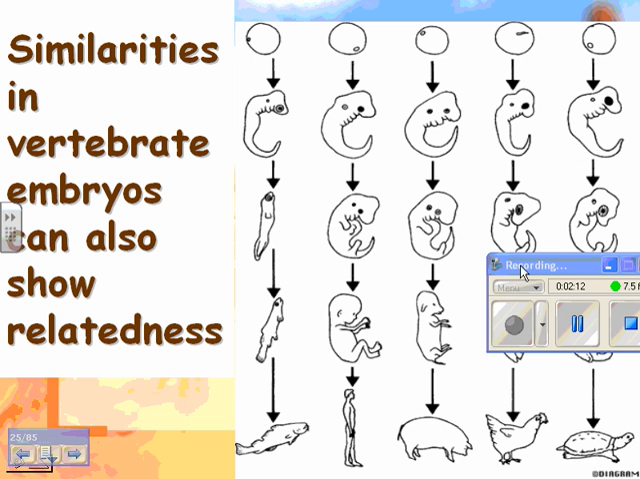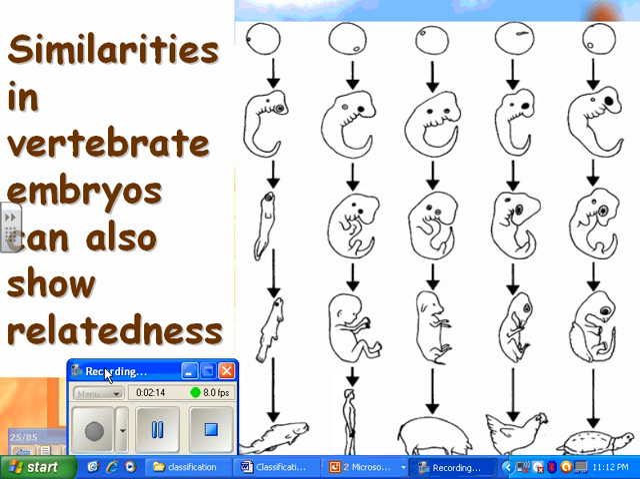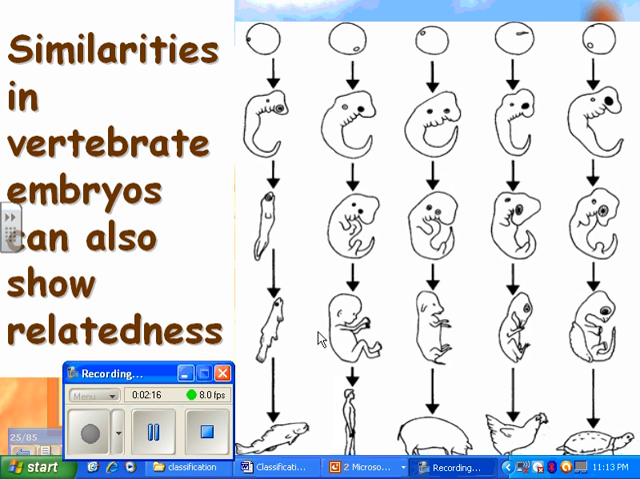Here's a different piece of evidence for evolution. Similarities in vertebrate embryos can also show relatedness. So here's a zygote, which is a fertilized egg. And if you just look at these, how do you know who's who? At this point you can tell who's who. Here's a baby and here's a fish. If you just looked at these, could you tell me who was going to become a baby human and who was going to become a fish?